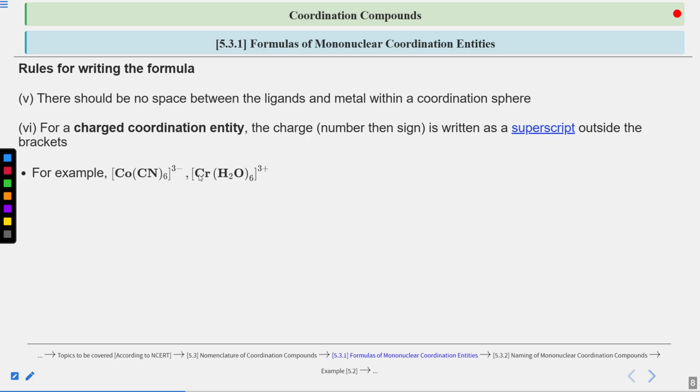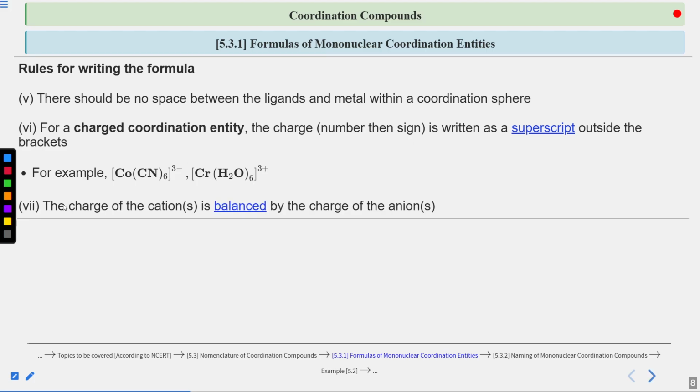Similarly, in the other example, chromium with 6 water molecules bonding to the chromium, they are enclosed in square brackets having charge 3 positive, which is present as a superscript outside the square bracket. And in the same manner, number then sign, 3 positive. Superscript, if you don't know, is basically placed at the top right side, and subscript you can place at the lower right side of the brackets.